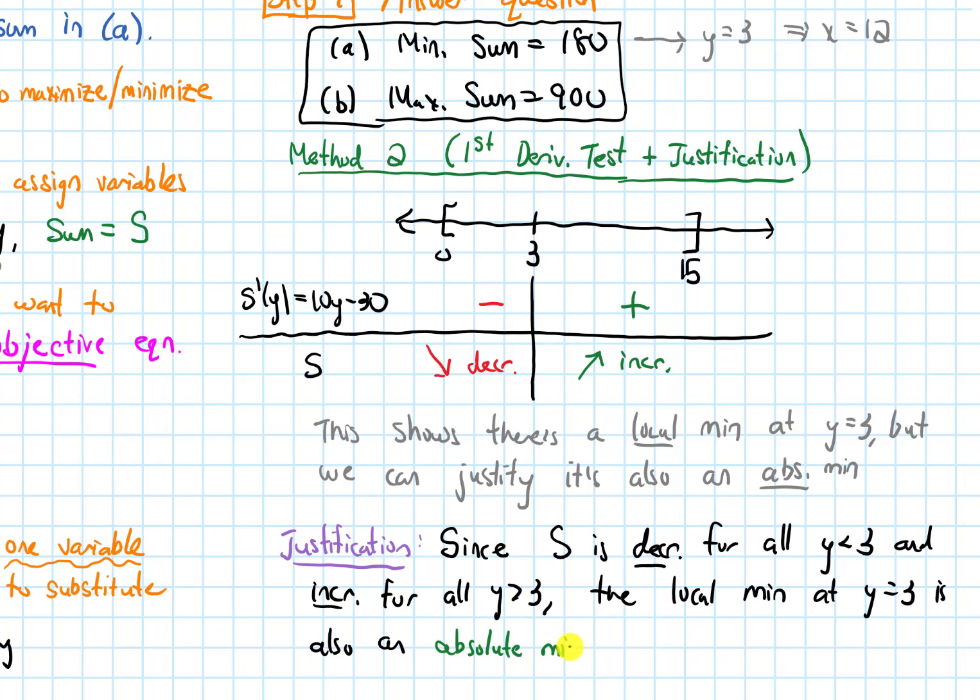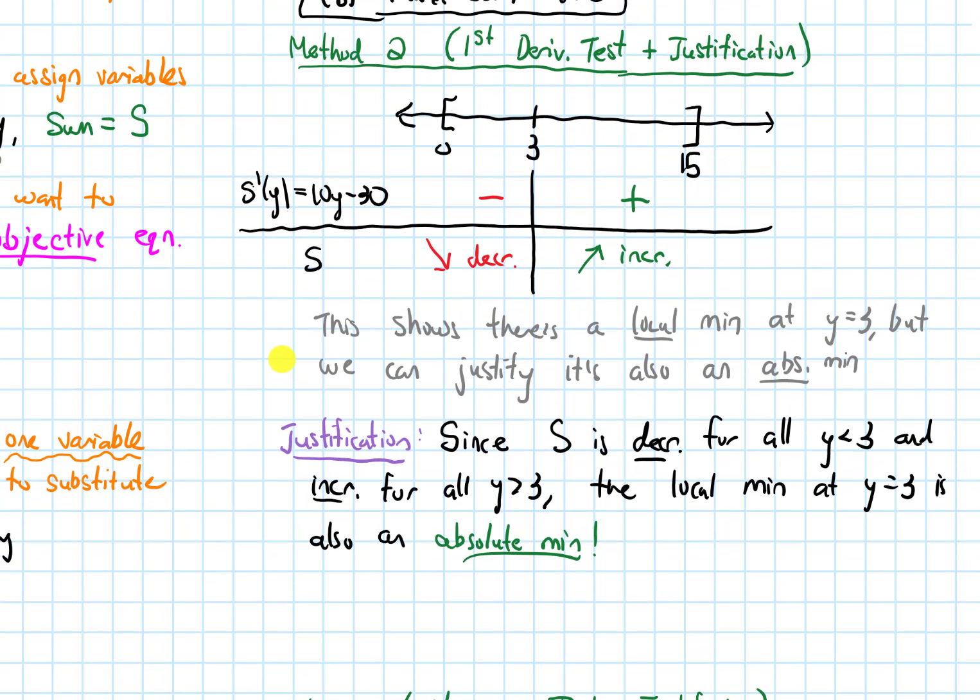Is also an absolute min. Okay, so let me draw a picture to hopefully help us convince ourselves why that is. So let me draw some axes. I'll label 15 here, because I'm limited to the interval from 0 to 15, and I'm going to draw 3. That's where I know my critical number is.